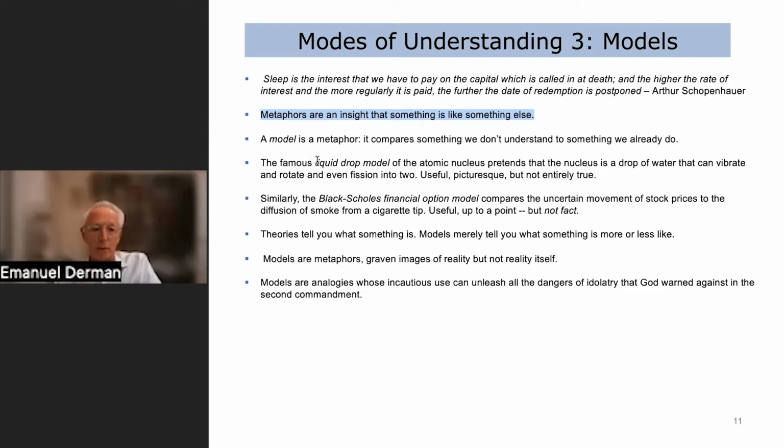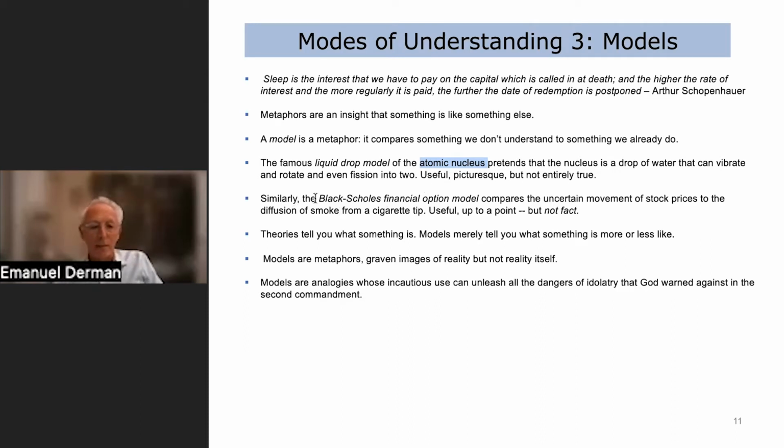There's a famous liquid drop model that got a Nobel Prize. It's a model of the atomic nucleus that pretends for a while that the nucleus is like a liquid drop of water that can vibrate and rotate and even fission into two. It's very useful. It got a Nobel Prize. It explains lots of things about the excitations of nuclei. It's picturesque, but it's obviously not entirely true. The nucleus is not a liquid drop. It's made out of tons of protons and neutrons, which are made out of quarks, et cetera, et cetera. A liquid drop isn't really a liquid drop in the sense it's made out of atoms.